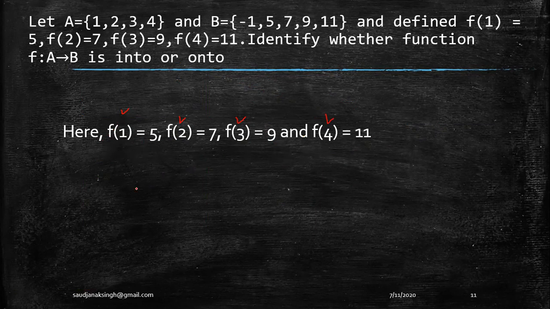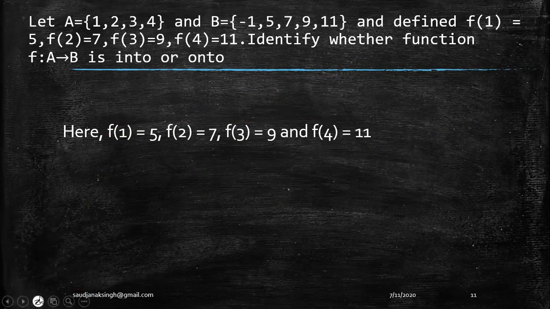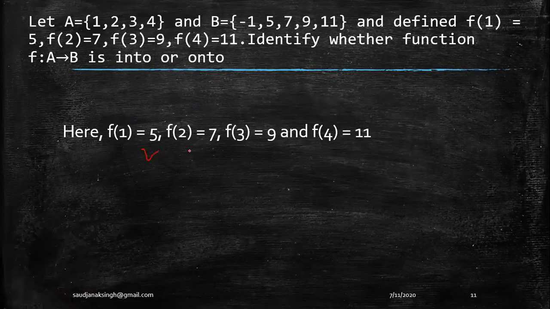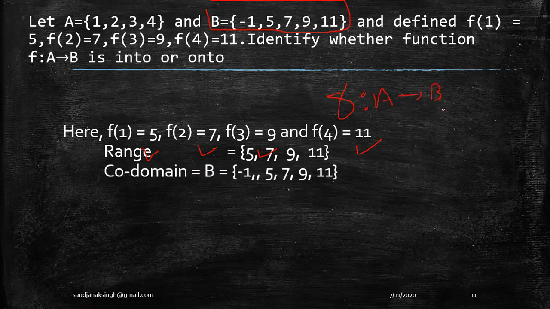And what is the range here? The range is the result. Functional value means the range. The functional values here are 5, 7, 9, and 11. These are the range. And what is the codomain? Codomain is the whole set B, because the function is from set A to set B.